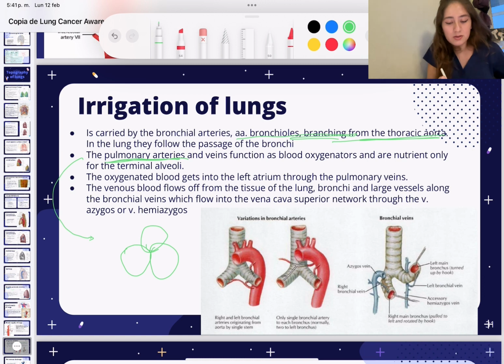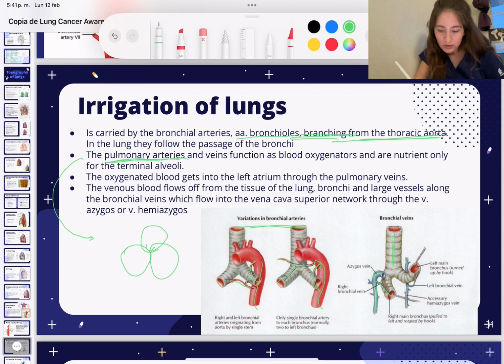So those are variations in the bronchial arteries. As we saw, the bronchial arteries arise from the thoracic aorta, and they can be one, and of course two. And those are bronchial veins, azygos; this is the trachea, left main bronchus, right main bronchus, accessory hemiazygos.